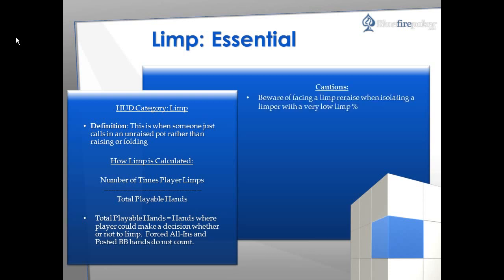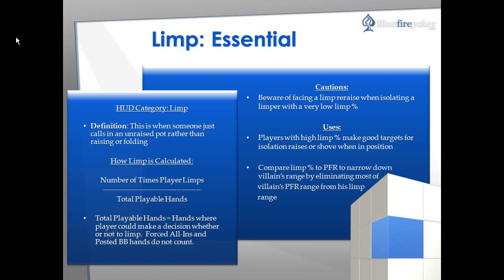A couple of cautions when using this stat, and number 1 is beware of facing a limp re-raise when isolating a limper that has a very low limp percentage. Some good uses for this stat is when we have a player that has a high limp percentage, they make good targets for isolation raises or shoves when in position. And we can compare the limp percentage to their pre-flop raise percentage to narrow down their range by eliminating most of their pre-flop raise range from his limping range.